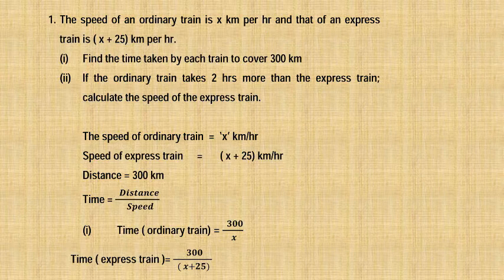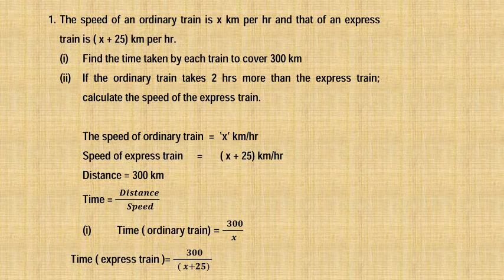Let us understand the basic formula regarding speed, distance and time. It is very much familiar to us that time is distance by speed and distance is equal to time into speed, or speed is equal to distance by time. So these are the three basic formulas that we will be using while solving the problems based on distance, speed and time. In this question we have two cases.